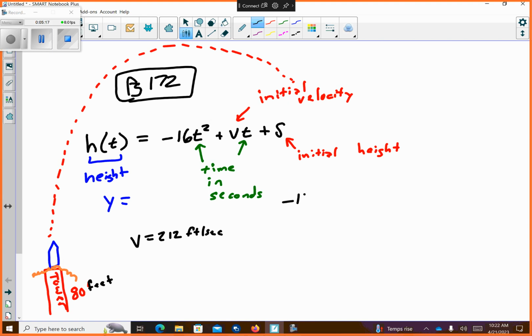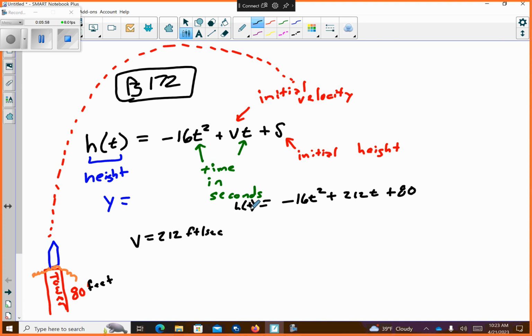So negative 16t squared plus 212t plus 80. This is my height equation. Now, I would probably be really safe to say that if we were to plug that into the quadratic formula, it's going to be pretty ugly. You better have a calculator to do this kind of math. And don't worry, again, I'm not going to have you do this on the test or quiz, but I just want you to see that this is something that's taking place.